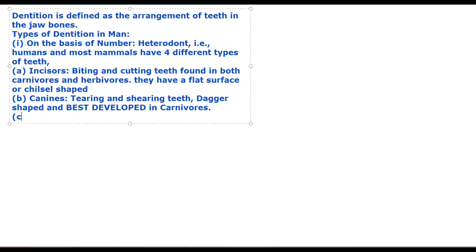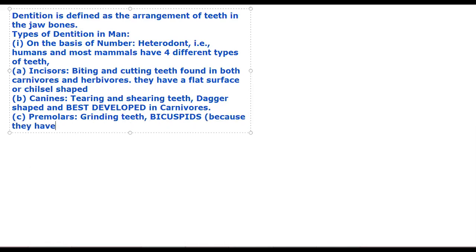Then you will have the premolars. They are grinding teeth. They are called bicuspids because they have 2 cusps. Cusp means projected ends, sharp ends, which help to grind the food. So grinding teeth, bicuspids, because they have 2 cusps.